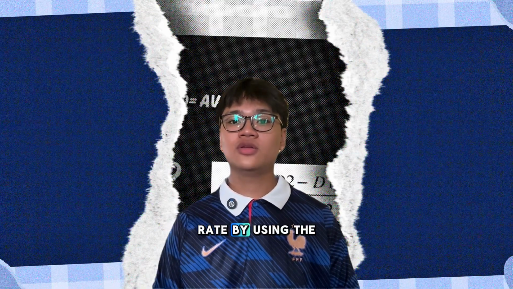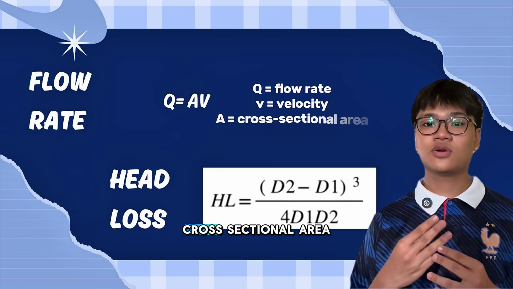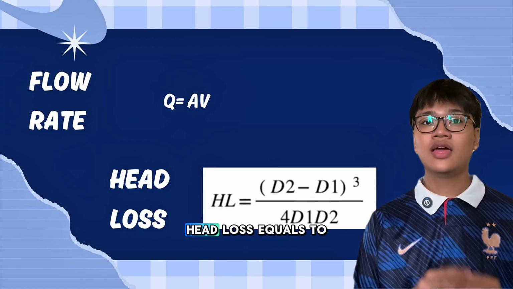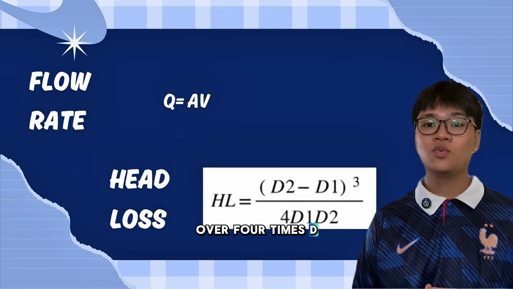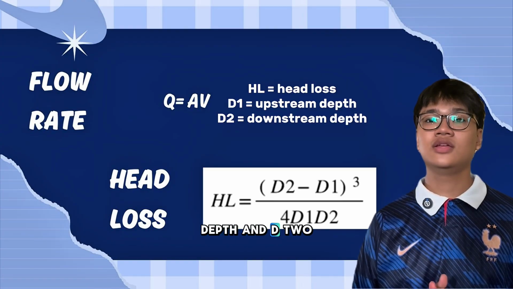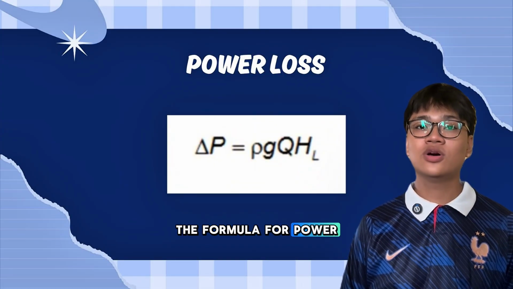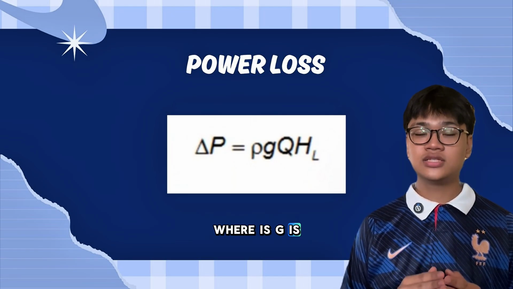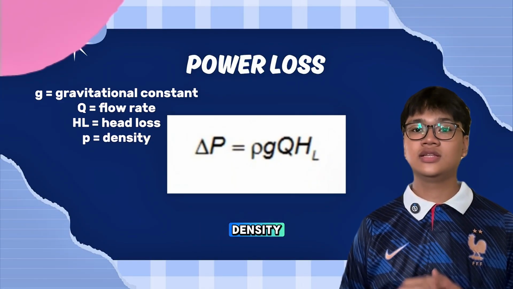Next, we will find the flow rate by using the formula Q equals AV, where Q is the flow rate, V is the velocity, and A is the cross-sectional area. Next, we will find the head loss. The head loss formula is HL equals (D2 minus D1) cubed over 4 times D1 times D2, where HL is head loss, D1 is upstream depth, and D2 is downstream depth. Next, we need to find the power loss. The formula for power loss is power loss equals rho g Q HL, where g is the gravitational constant, Q is flow rate, HL is head loss, and rho is density.